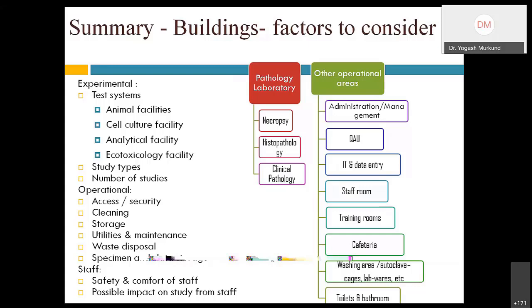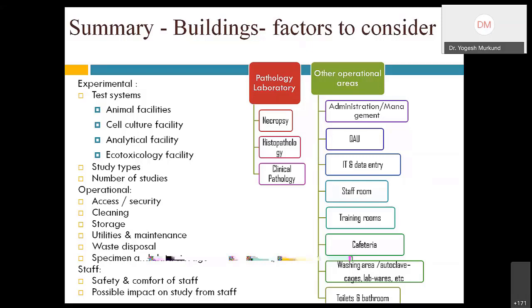Okay. So, when you say animal facility, it is not only the test system, but the whole animal facility, right? We have discussed this in detail earlier. But this list we have discussed is not the complete one. It is not a complete account of the qualitative aspects of the facility.